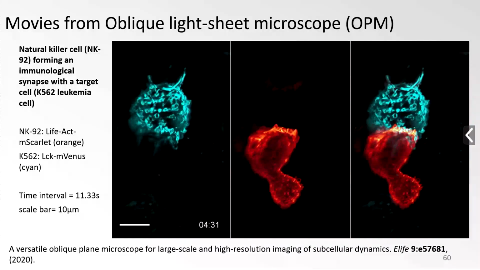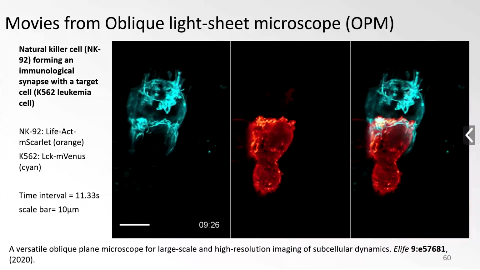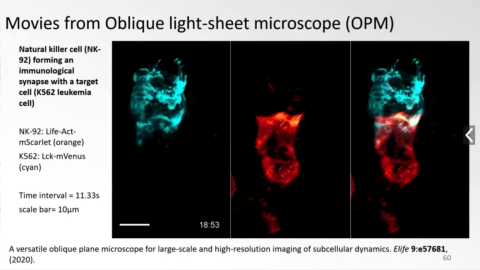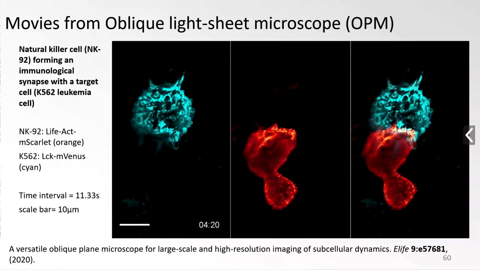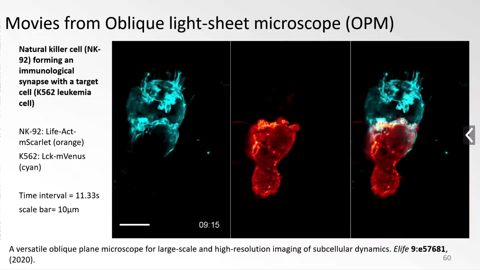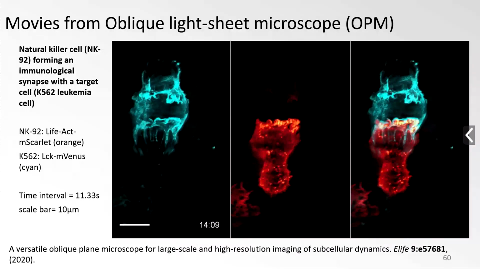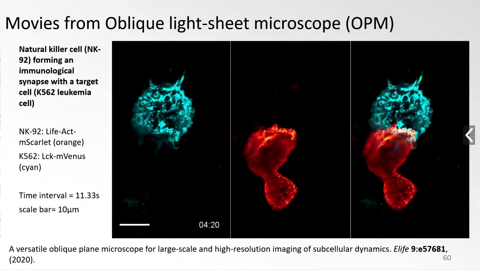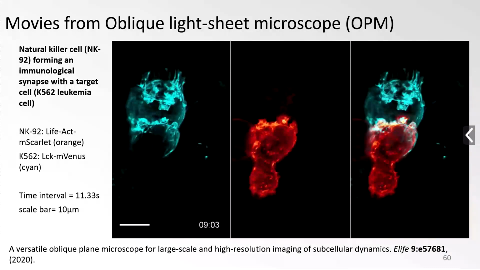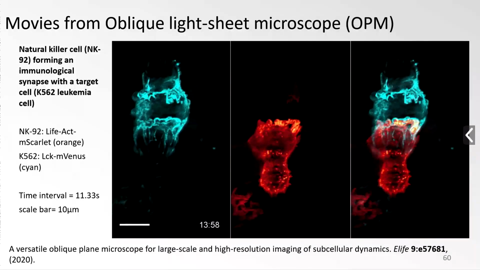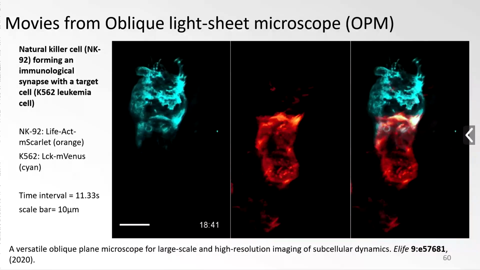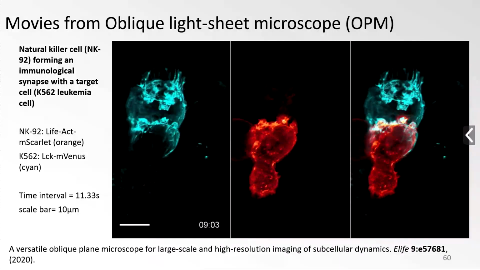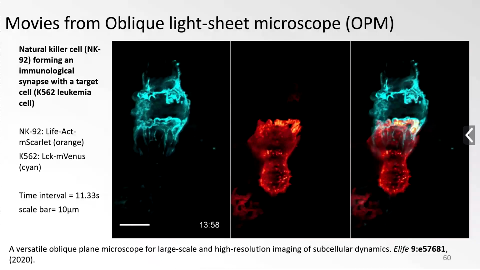Okay, so what we can do with this OPM system is, for example, we image the interaction of the natural killer cells and the leukemia cells here. So this is the natural killer cells in red and the leukemia in cyan. And I hope that you can appreciate that we still have very high resolution here. You can see all these synapses in great detail. And we can also image this very long and also image this very, very fast.